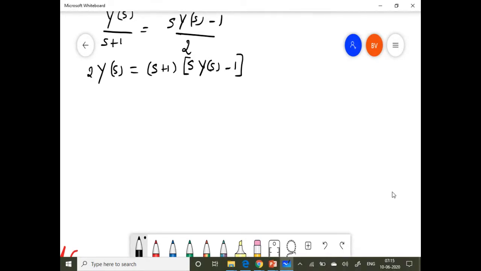Two times y of s. We want y of s, so the y of s terms should be calculated separately. Multiply this s into s squared y of s plus s y of s minus s plus 1.